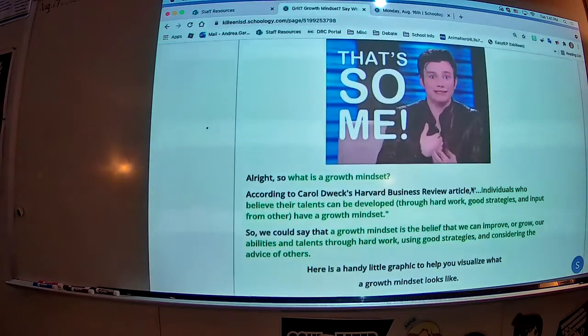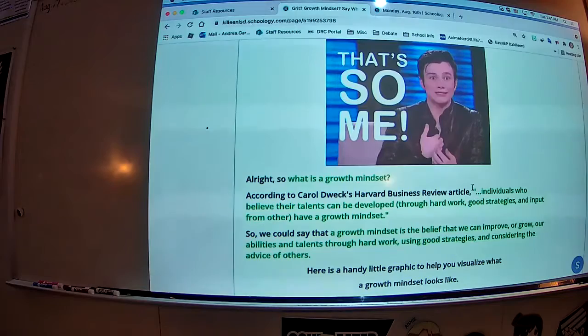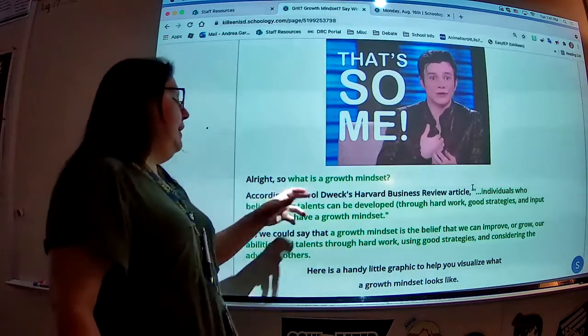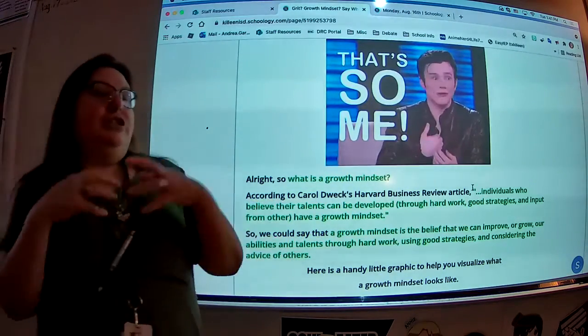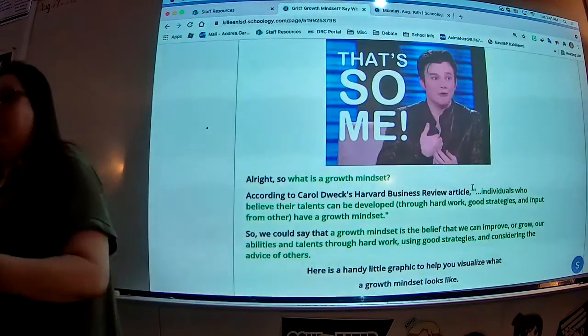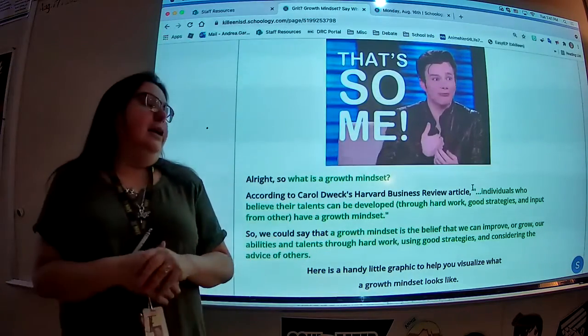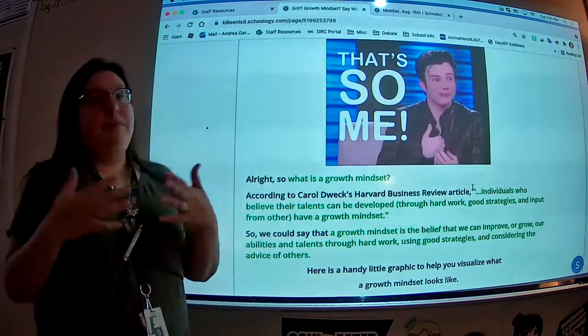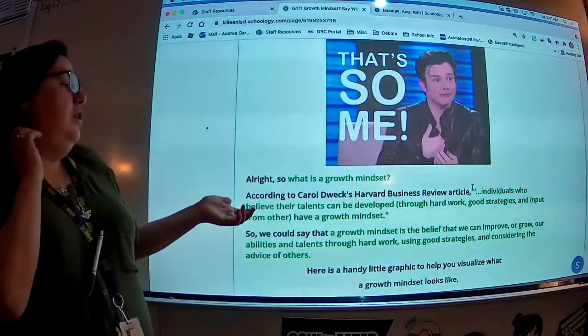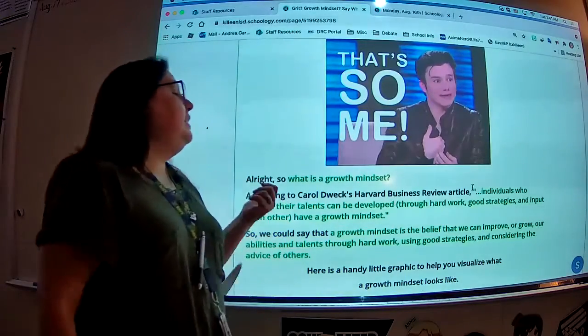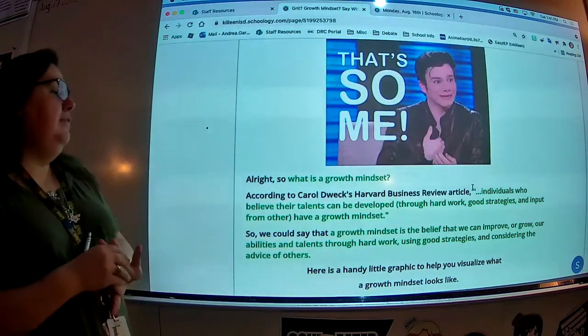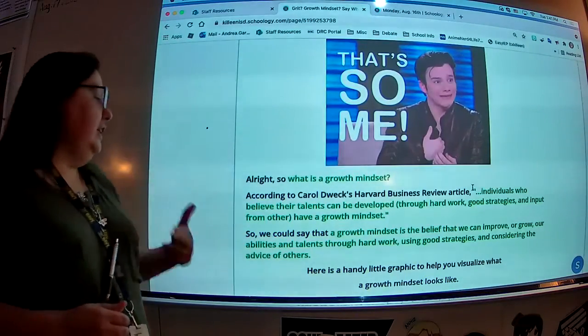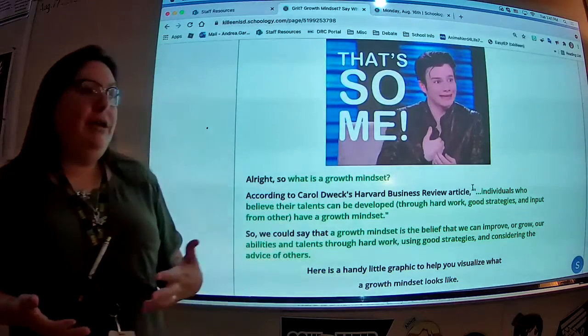So then we have a growth mindset. Growth mindset is actually a term coined by Carol Dweck. She studies how people learn and how to achieve things with students and within people in general. She wrote an article in the Harvard Business Review, and she says that individuals who believe their talent can be developed through hard work, good strategies, and input from others have a growth mindset.